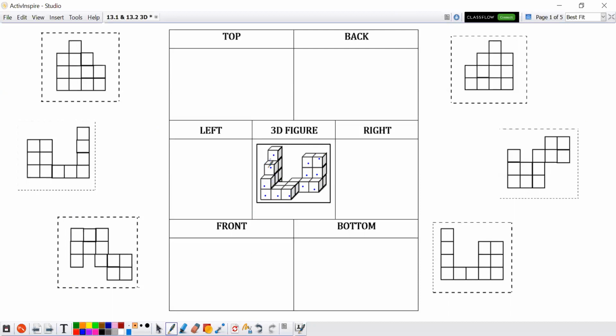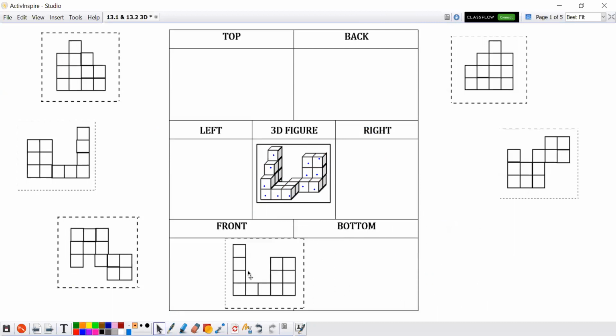I'm looking for something that starts with 4 cubes. So like this, starts with 4, and 1 and 1, and then here it is, 1 and 1. And then the last 2 columns have 3. So this one. So my front view for this shape is this one right here.